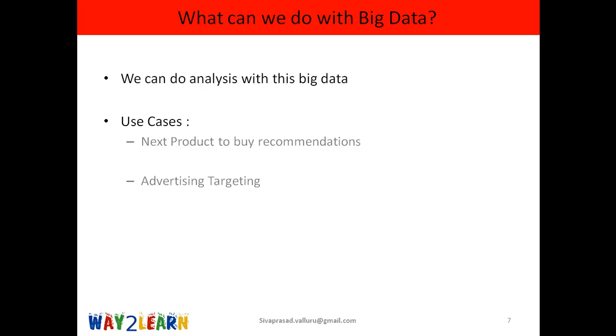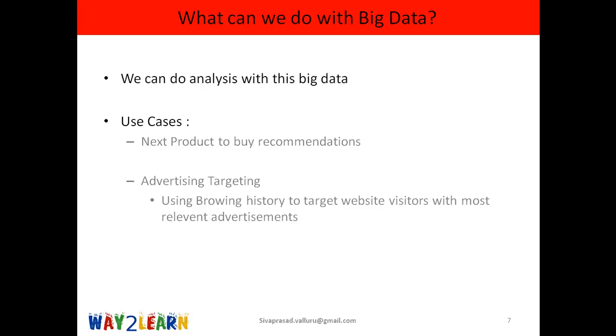And also advertising targeting. Have you ever wondered how Google AdSense works? Suppose on my machine I Google for Hadoop today. From tomorrow, whenever I visit any site where Google ads are displayed, I will get only Hadoop related ads. How? What Google does is, using the browsing history of the target website, the most relevant advertisements are shown. So again, advertising targeting is also done by analyzing big data.